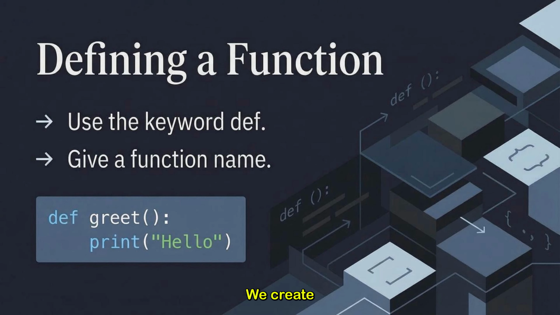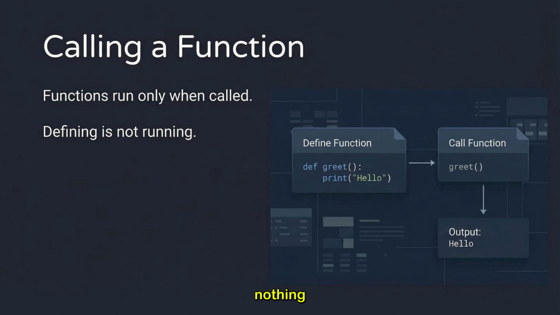In Python, we create a function using the keyword def. We give the function a name and write the code inside it. But remember, a function does nothing until it is called. Calling a function tells Python to run the code.